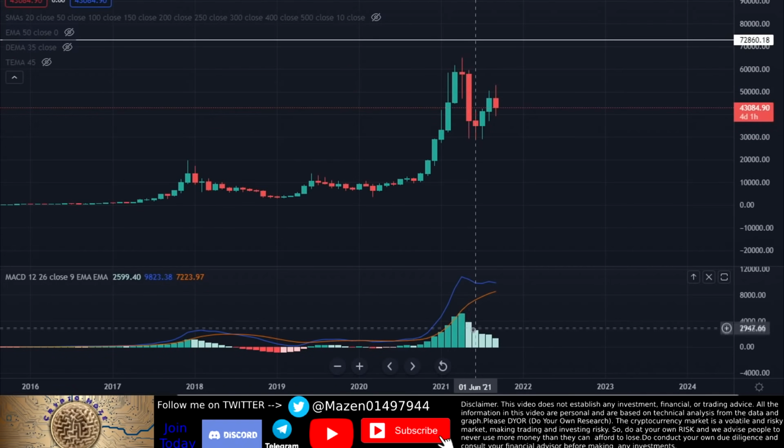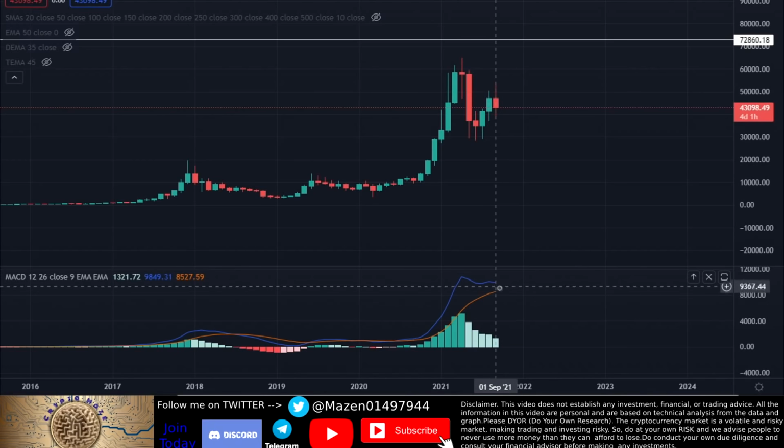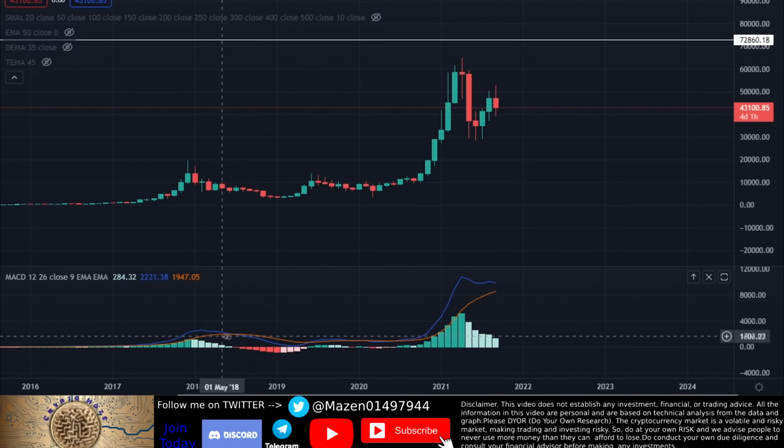You are printing histogram bars which are light green in color, and if I might say, a lot of them. So 1, 2, 3, 4, and 5 already. And you had your fake out similar to 2014. And then your monthly MACD lines are about to cross bearish. So if this happens, expect a long correction or a long corrective phase.